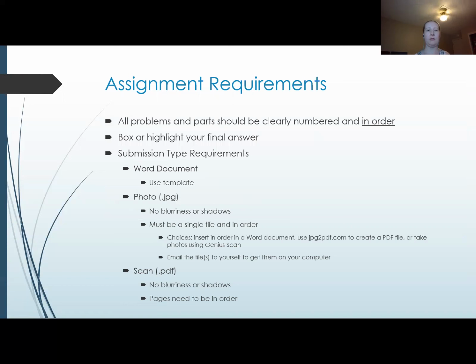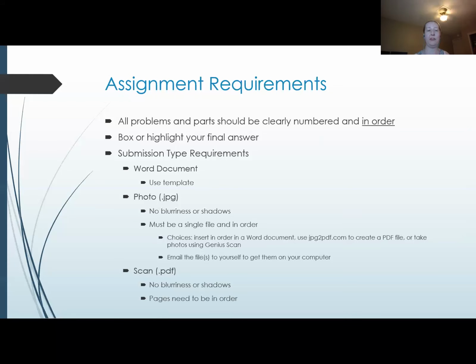For your assignment, try to have it as a single file, scanned in order. I found out that CamScanner, which I used to recommend, some of the updates somehow got hijacked with malware. So I'm now recommending Genius Scan. I had it on my phone and I got a note from Google Play saying they found this has malware on it, so they're removing it from the store. So I was like, oh, that's not good.